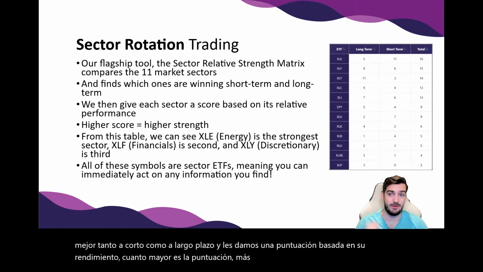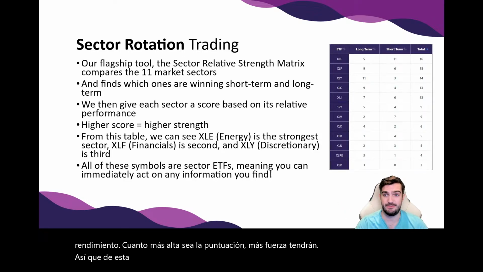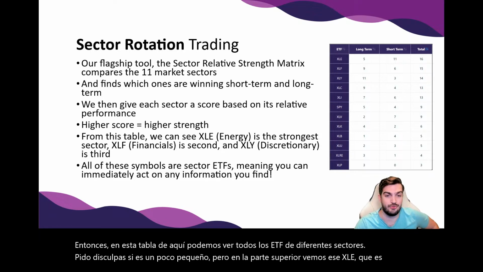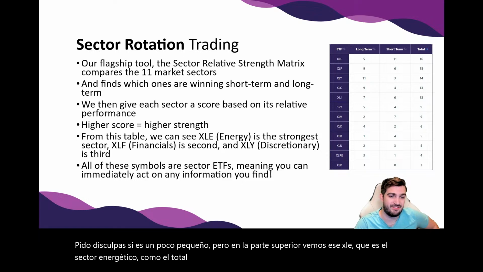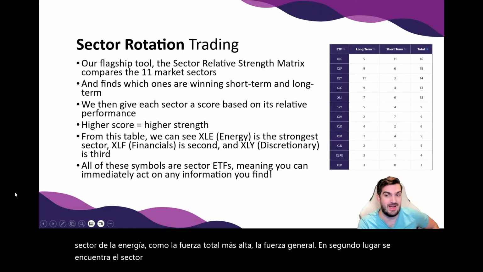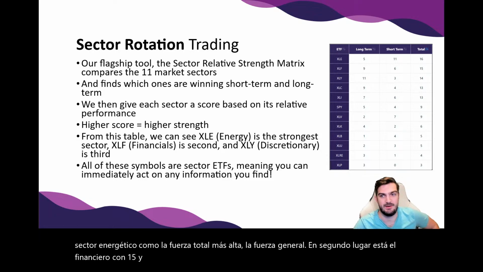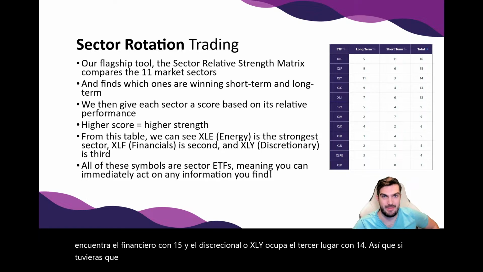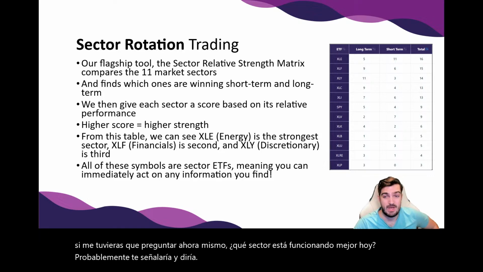So, from this table over here, we can see all of the different sector ETFs. I apologize if it's a little bit small. But at the top, we see that XLE, which is the energy sector, has the highest total strength, overall strength. Second is financials with 15, and discretionary, or XLY, is in third with 14. So if you had to ask me right now what sector is performing the best today, I'd probably point to you and say energy.